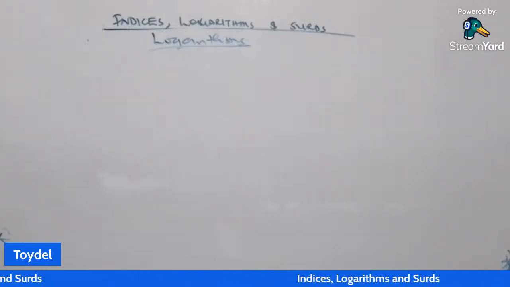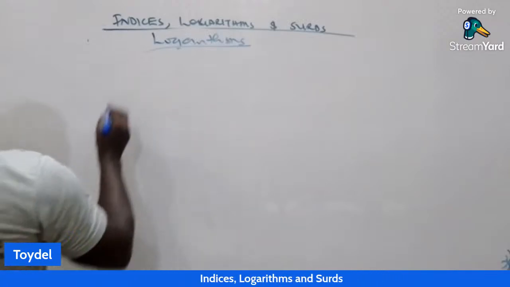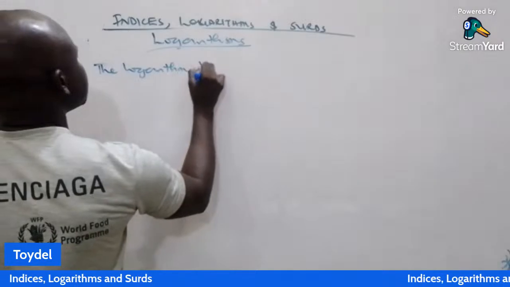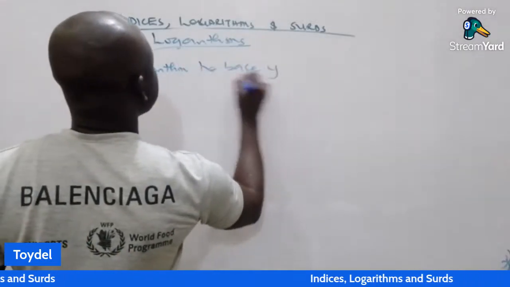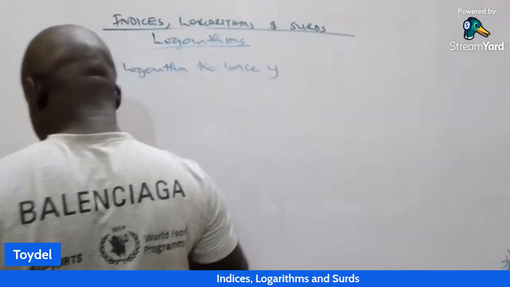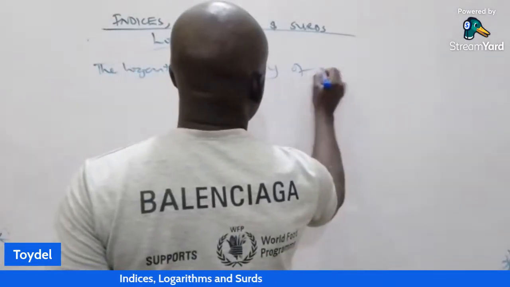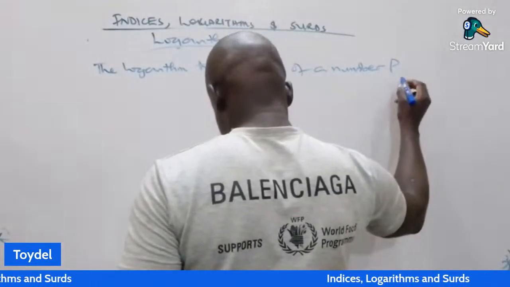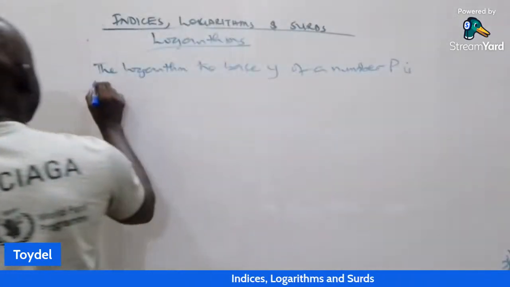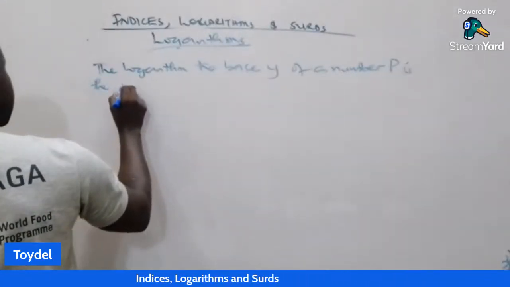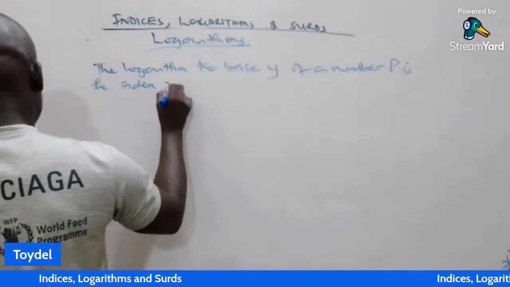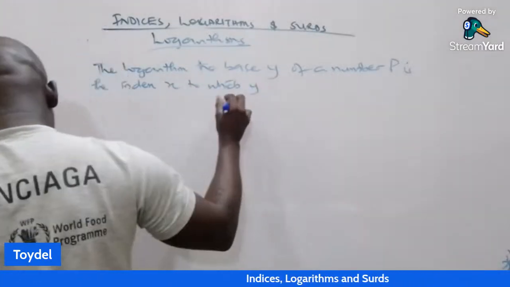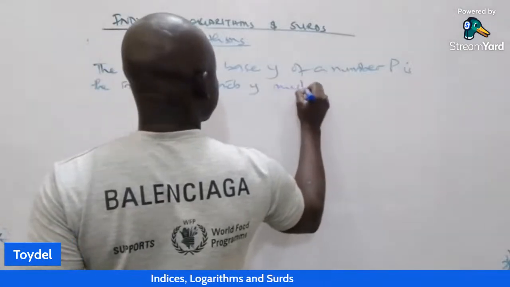So what is logarithm? The logarithm to base y of a number p is the index x to which y must be raised.